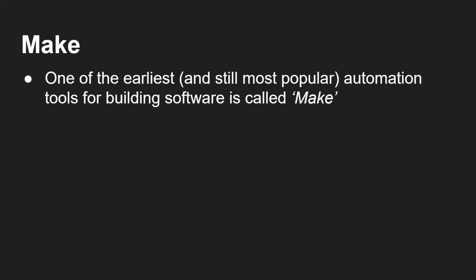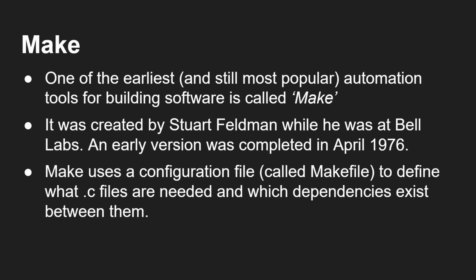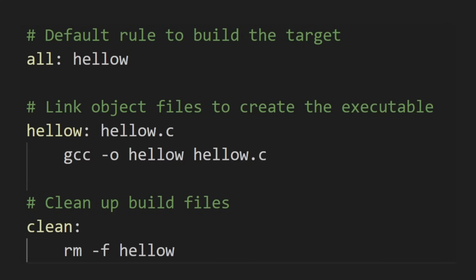Now, one of the earliest and still most popular automation tools for building software is called Make. It was created by Stuart Feldman while he was at Bell Labs. The early version was completed in April of 1976, so decades ago, and we're still using it today. Make uses a configuration file called the Makefile to define what C files are needed and what dependencies exist between them.